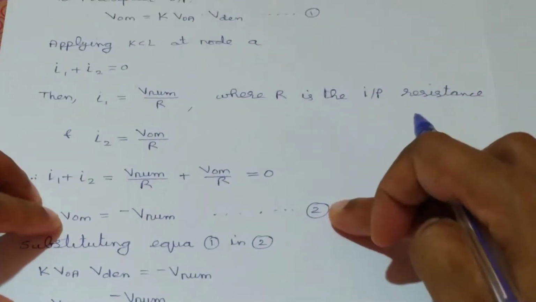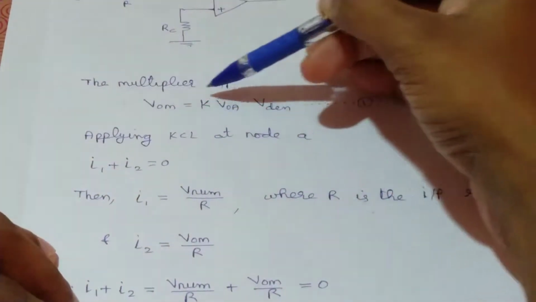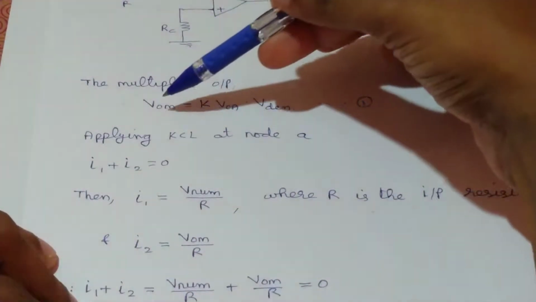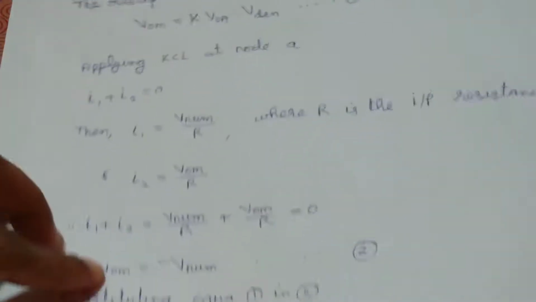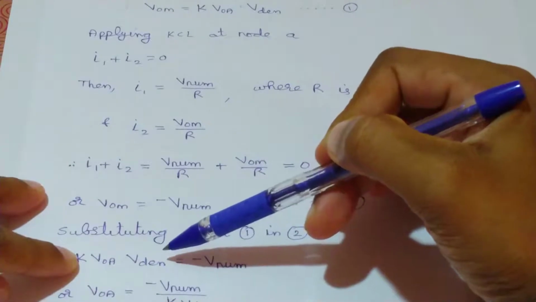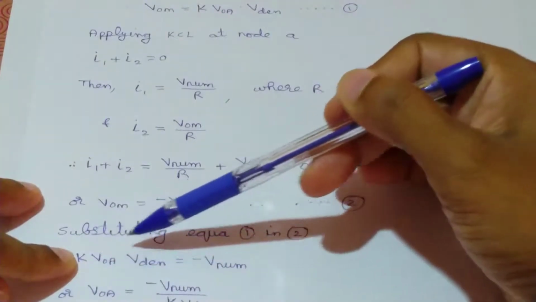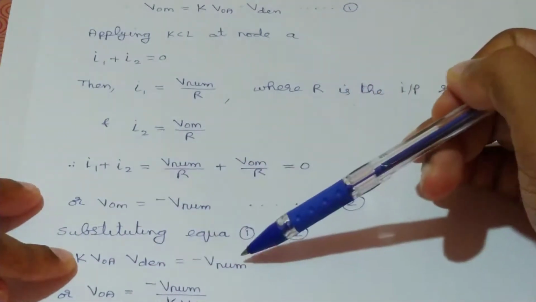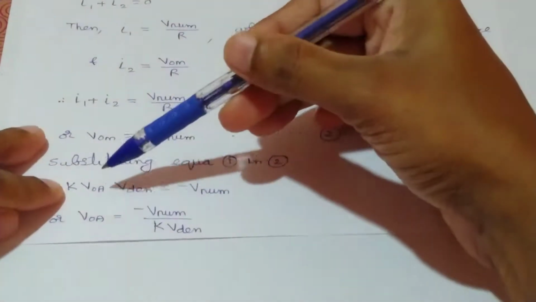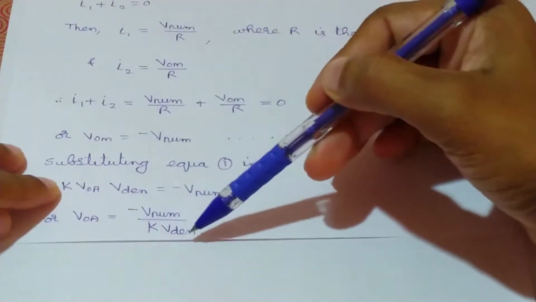Now substitute equation 1 in equation 2. Our equation 1 was VOM is equal to K into VOA into V denominator. So for this VOM we need to substitute K VOA into V denominator. Hence we can rewrite equation 2 as K into VOA into V denominator is equal to minus V numerator, and from this we can write VOA is equal to minus V numerator divided by K into V denominator.